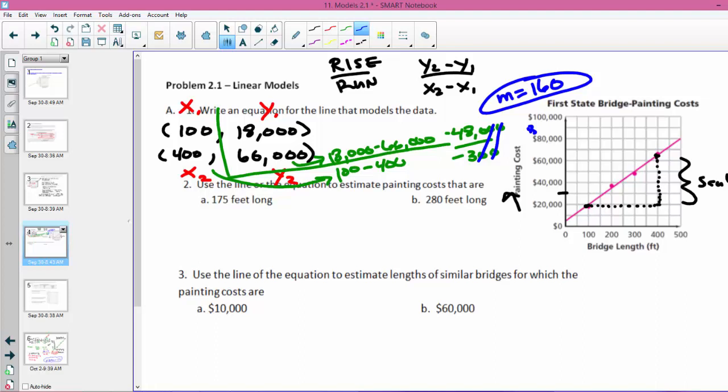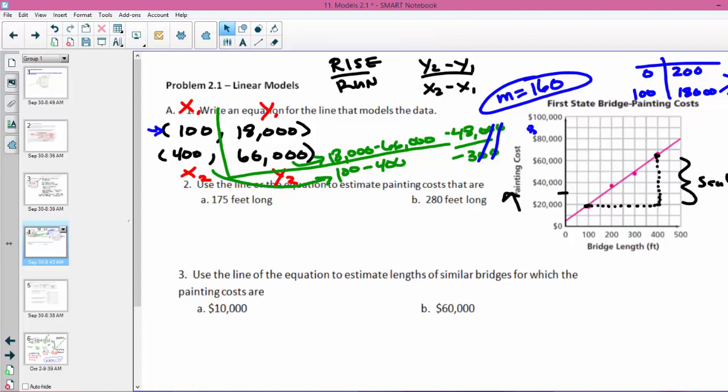And then we need to find the b. So if 100 gives you 18,000, we need to go back 160 100 times. So 160 times 100 is 16,000, which means that 0 would give you 2,000.